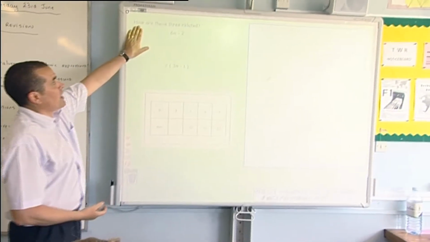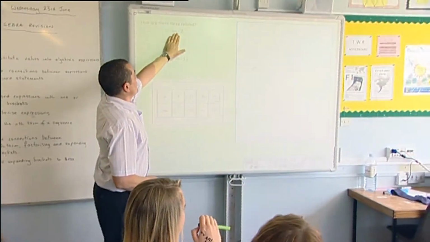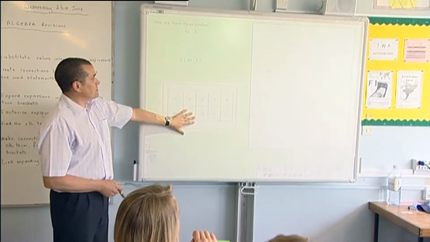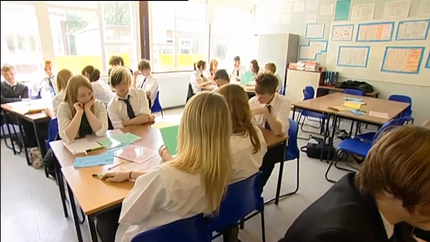It says here, how are these 3 related? We've got 6n minus 2. We've got that. And we've got that. Okay? Would anybody like to describe one of the diagrams?